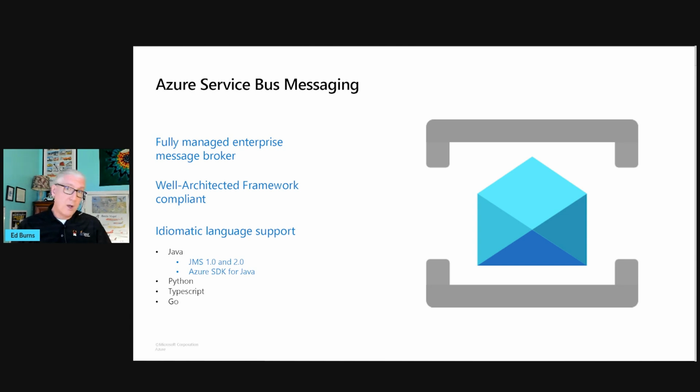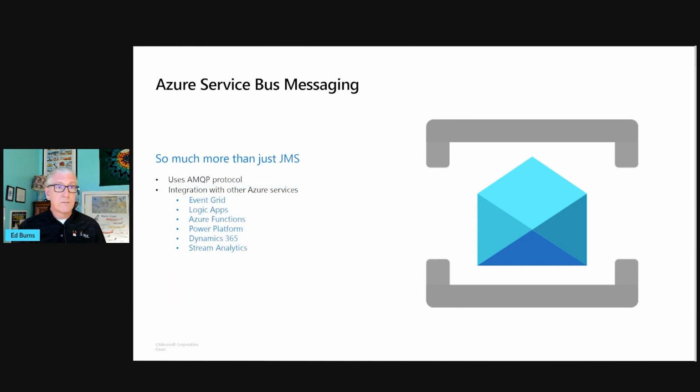Python, TypeScript, and Go also have APIs to access Azure Service Bus messaging. There's so much more than just JMS that's involved in Azure Service Bus messaging. It does use the AMQP high-performance protocol for messaging. It does have very good, as you'd expect, first-class integration with other Azure services: Event Grid, Logic Apps, Functions, Power Platform, Dynamics 365, and Stream Analytics.